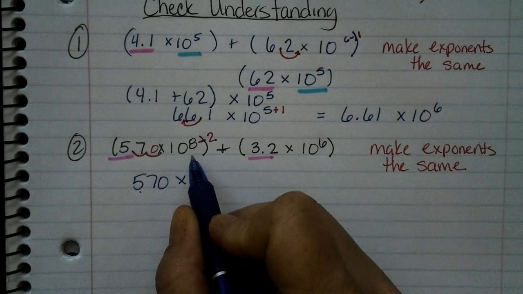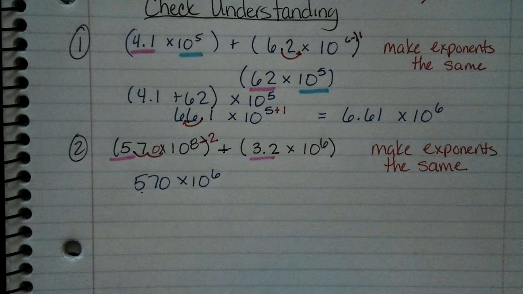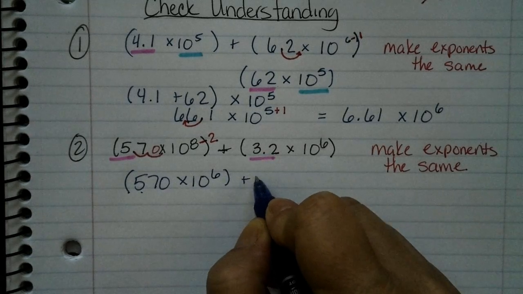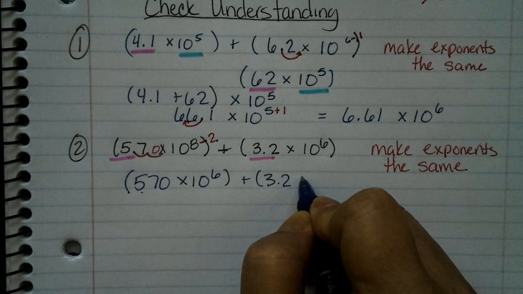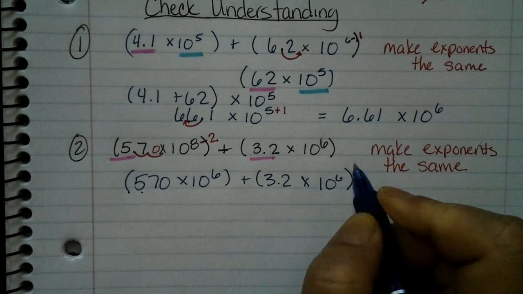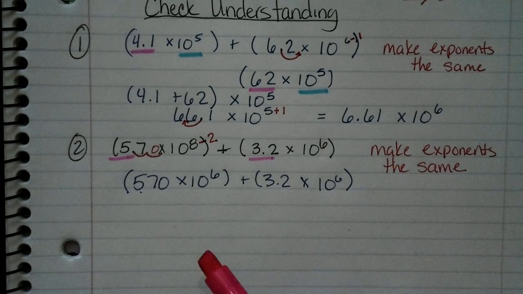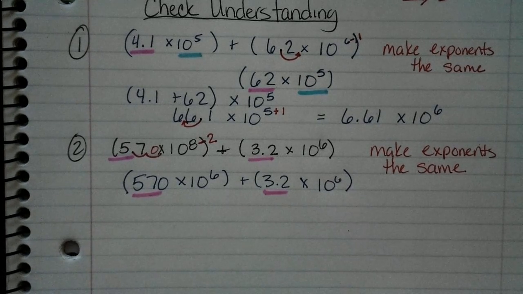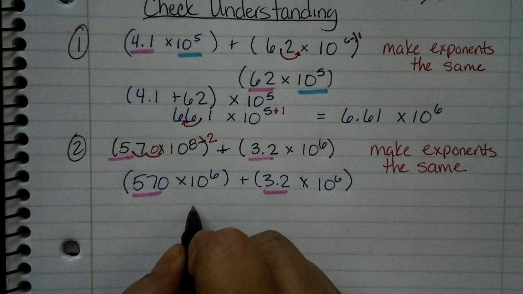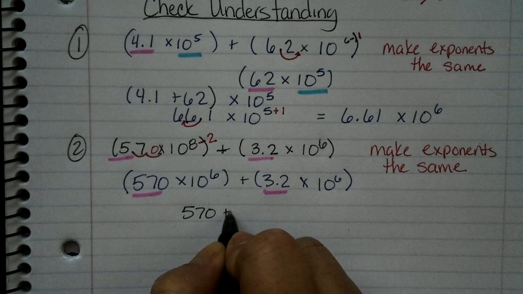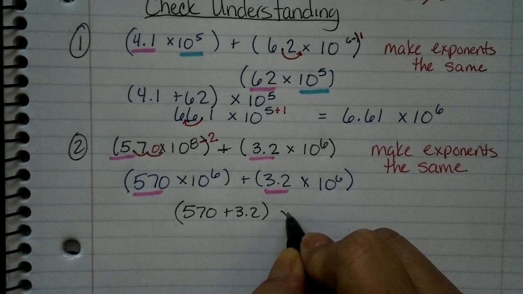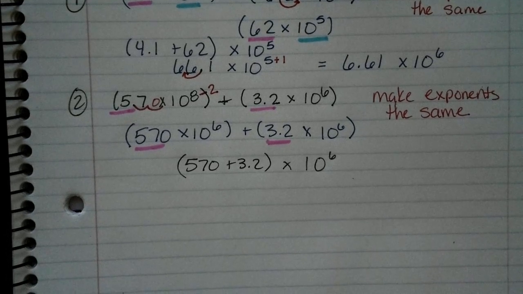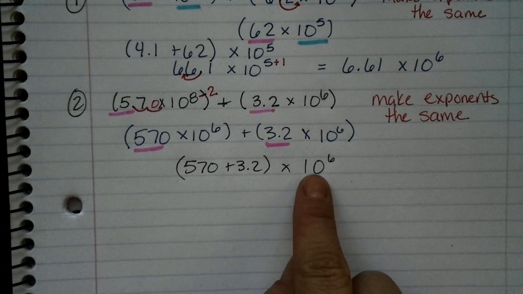Okay, where were we? So 8 minus 2 gives us 6. Now we've rewritten this one to look like that. This one we can keep the same. We didn't mess with it. So now that our powers of 10 are the same, we're good to go with that part. And now we just need to add our two factors. So we have 570 plus 3.2, and that's times 10 to the 6th power. We're able to add them because they now have the same exponent.